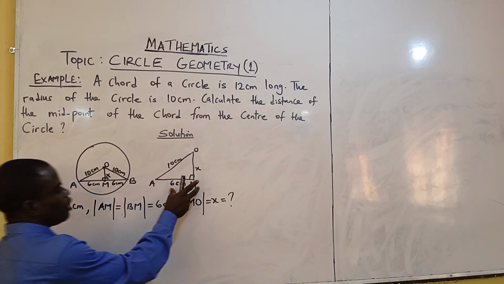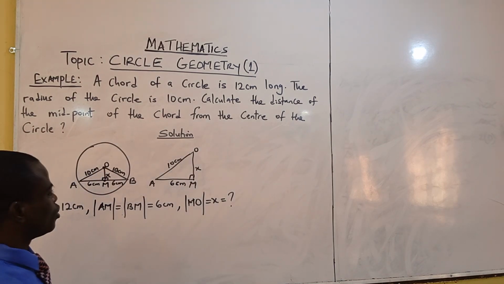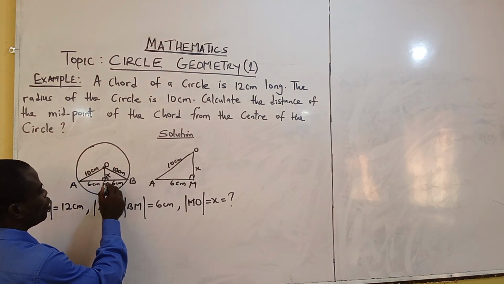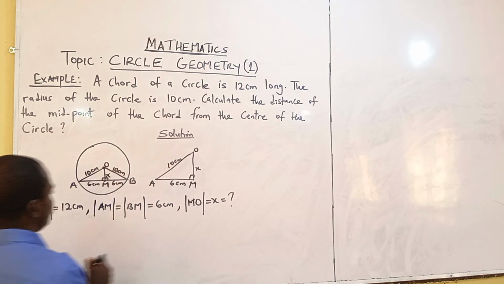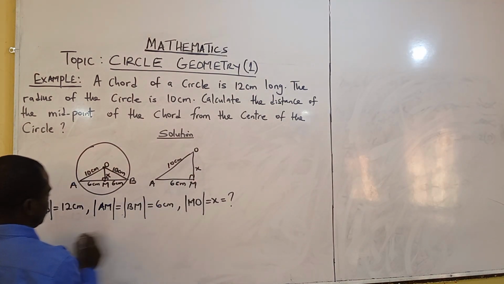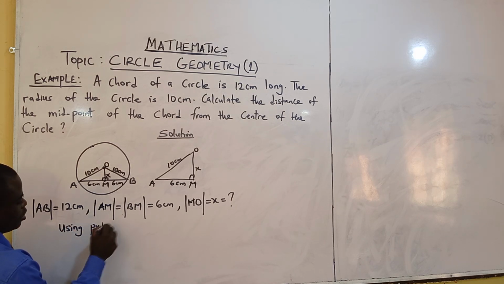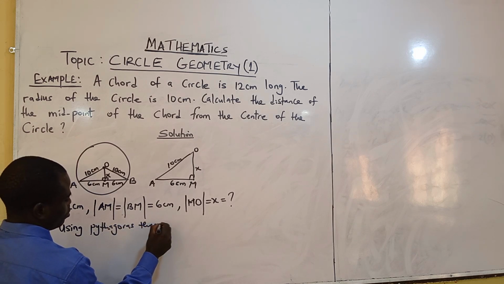Since we have a right angle triangle, how do we know it's a right angle triangle? Because this line MO is perpendicular to the chord AB. Okay, that's why it's 90 degrees. We are now using the Pythagoras theorem.